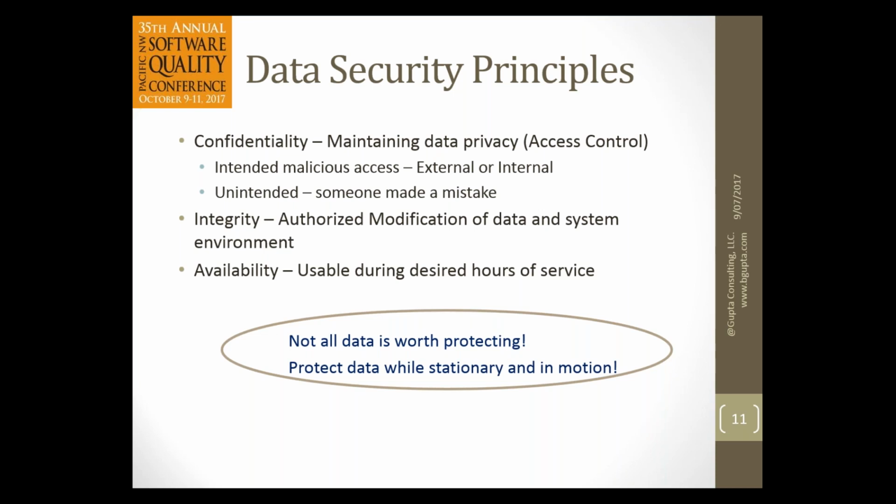Integrity is that no one who is not authorized to manipulate the data should be able to manipulate the data, whether the data is stationary or in transit. Integrity should be maintained. Availability is the application is available for whatever time period we need to have it available. Is it 24/7, 365, or we're only available during business hours? So availability basically means that the application is available as long as it needs to be.